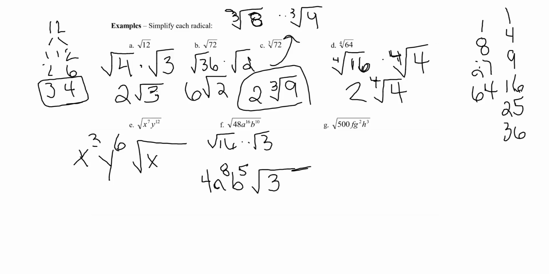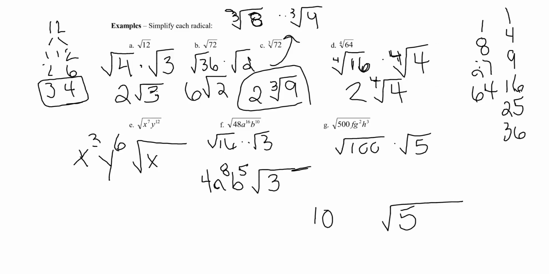All right, now for G, we're going to break down the square root of 500. And then we have f, g to the 2nd, h to the 3rd. For 500, I'm going to use 100 times 5. Okay. The square root of 100 is 10. The square root of 5 I can't do anything with, so I'll leave it there.